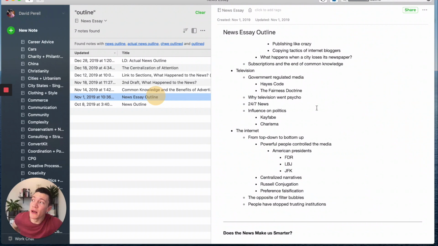So this was 3 months before I actually published the essay, and a lot of stuff didn't make it. Kayfabe, charisma, Hays Code, fairness doctrine, didn't write about JFK, didn't write about preference falsification, but was just holding these ideas in my head and making them make the cut in order to get into the essay.